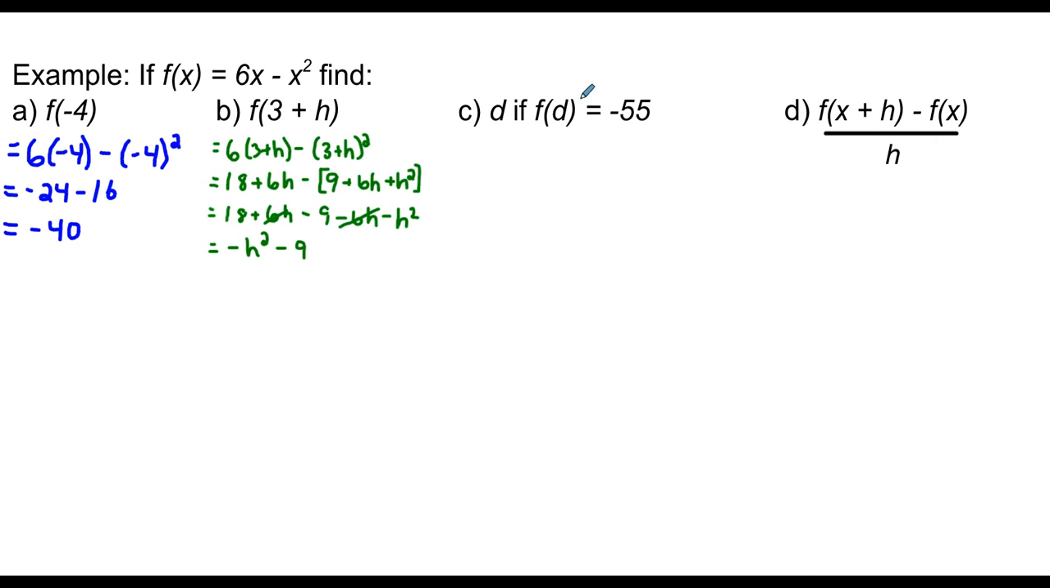In the next example, we have that f at d is equal overall to negative 55. So that means that our f of x is going to be replaced by this number, negative 55. So it's going to be negative 55 is equal to 6d minus d squared.